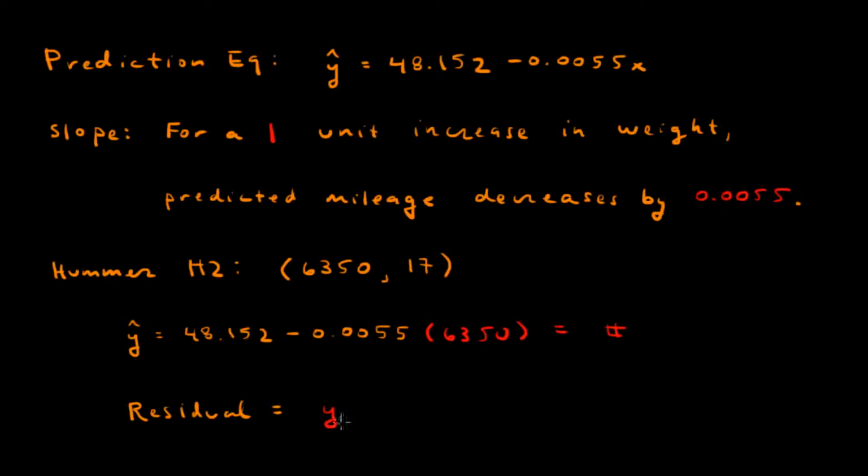Residual is equal to the actual value of y minus the predicted value of y. So we're told that the actual value of y is 17, and this is the predicted value of y, whatever that number was. This will give you some other number, and that's your residual.